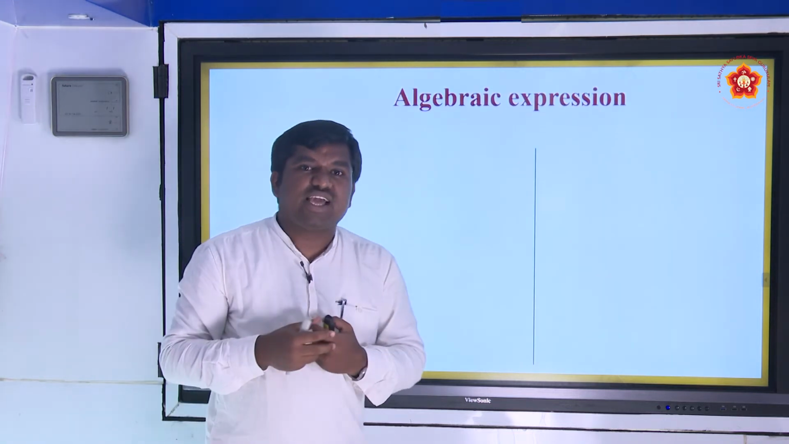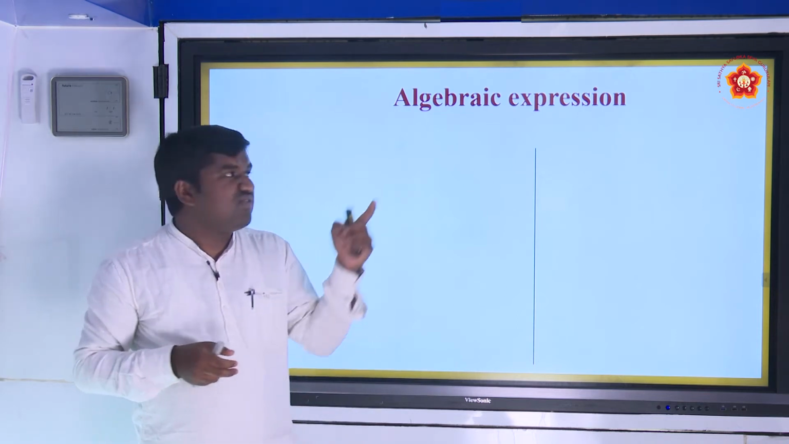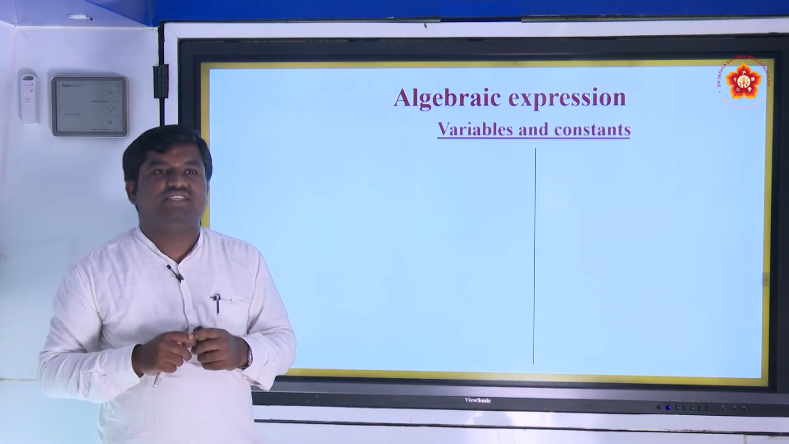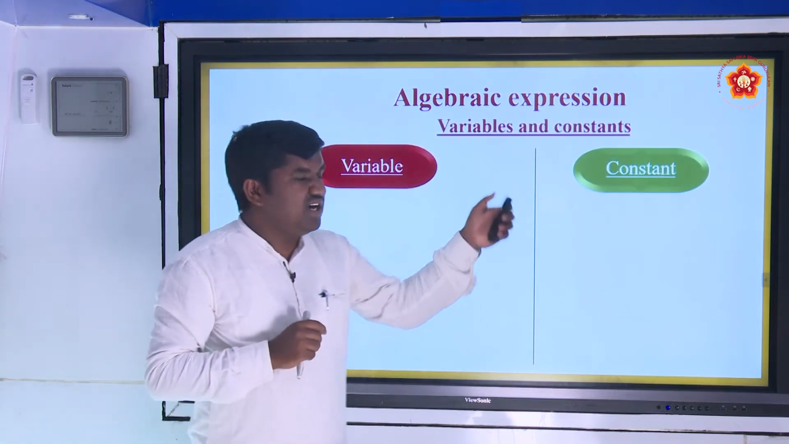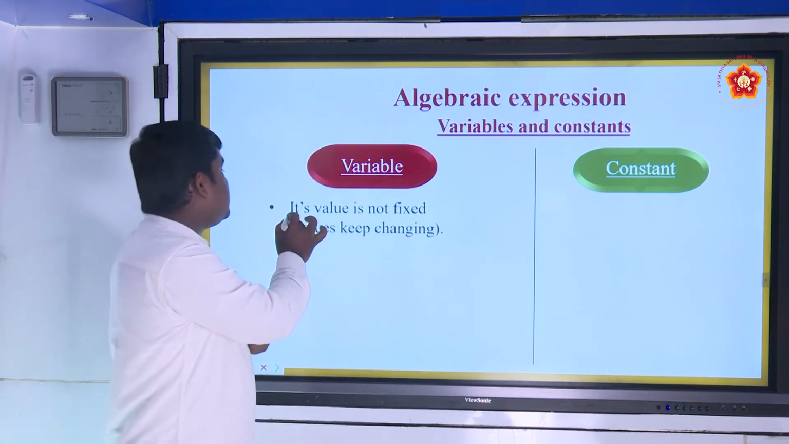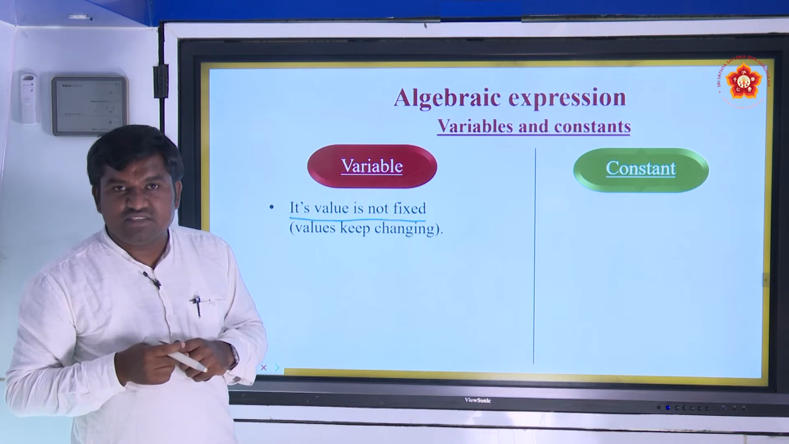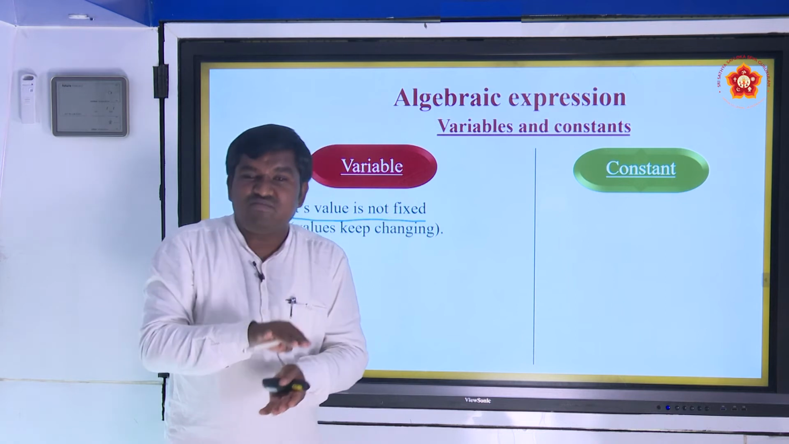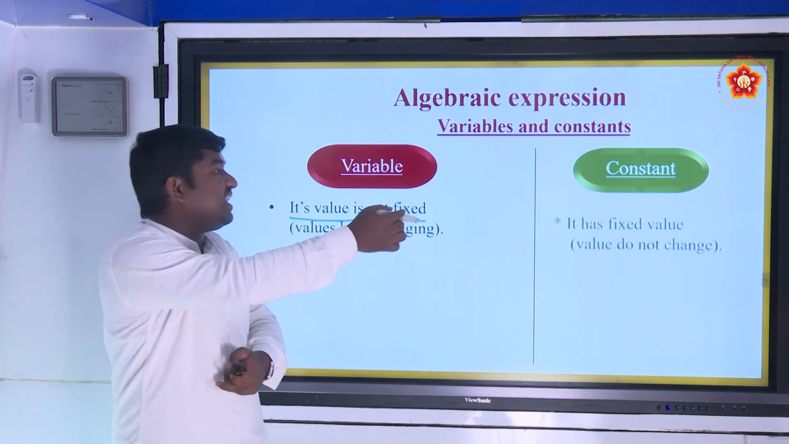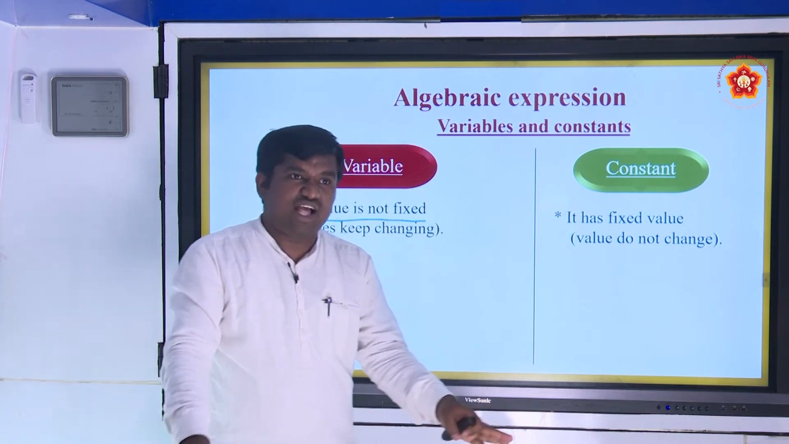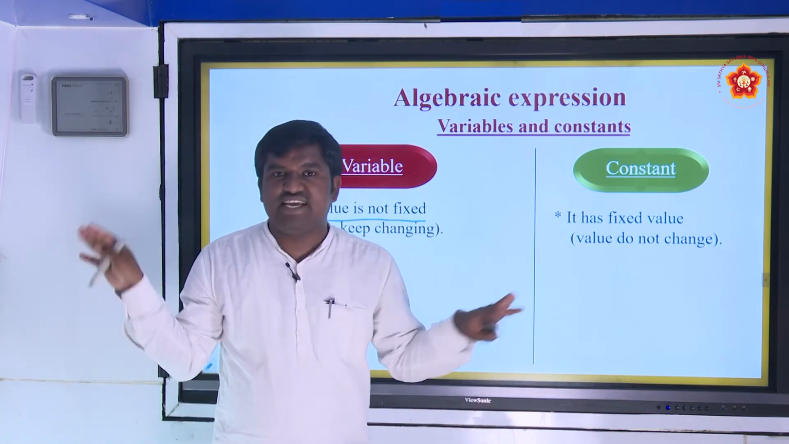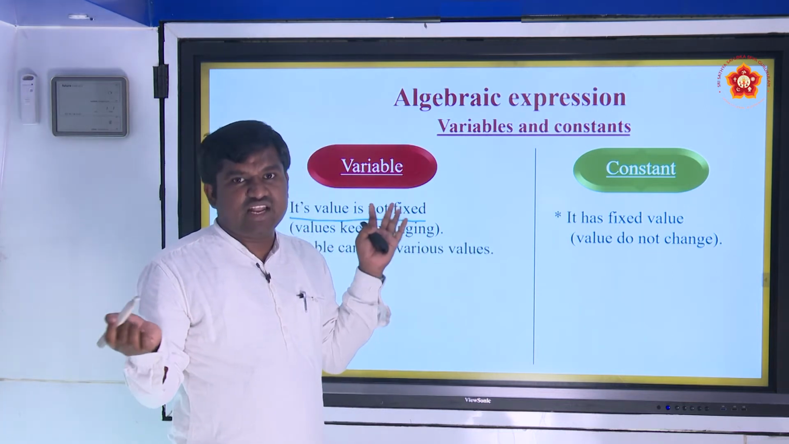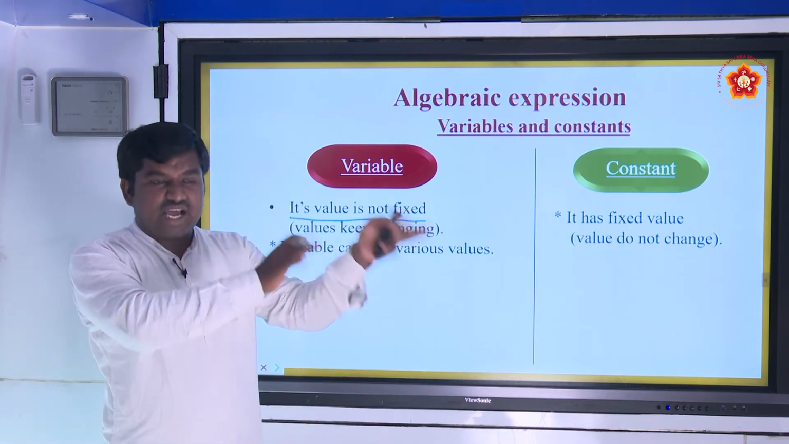Next, algebraic expression. Before going to algebraic expression, we have to know about variables and constants. What is meant by variable and constant? Variable means its value is not fixed. Values keep changing from time to time. But a constant has a fixed value, meaning the value does not change. A variable can take different values depending upon time.